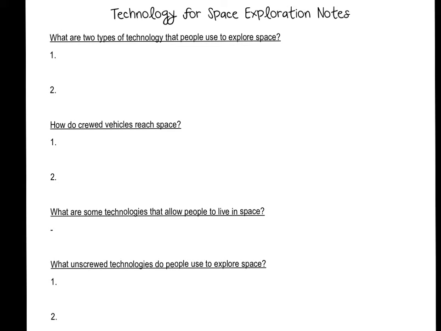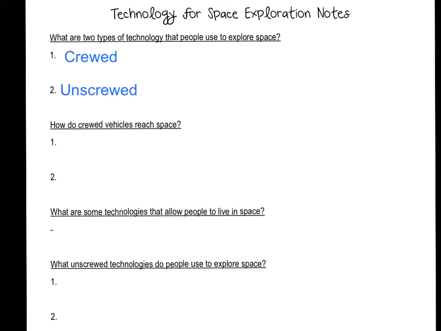It says, what are two types of technology that people use to explore space? So the two types of technology, and we've kind of talked about this in the last lesson, the first one is crewed. So that would be with people. And the second one is uncrewed. That would be without a crew, without people on it.